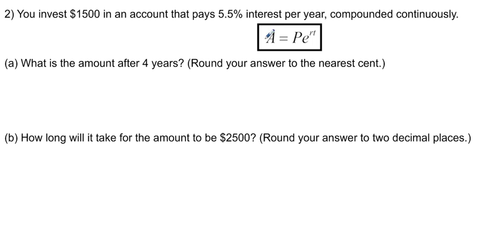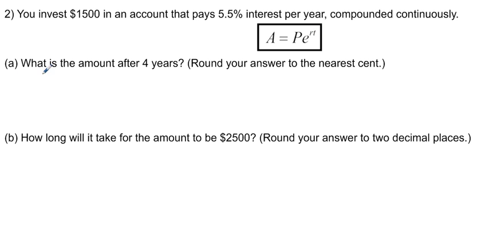Now, the A stands for that amount that you will have. The P stands for the principal or your initial investment. R is the interest rate. However, R has to be converted into a decimal. You cannot plug a percentage in here. And T is the amount of time.